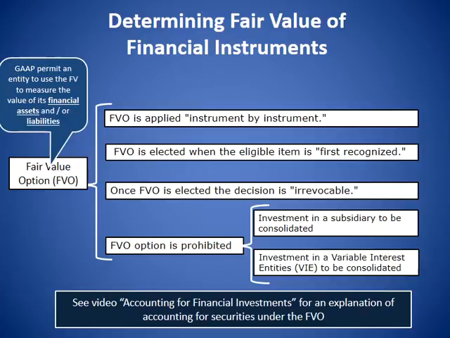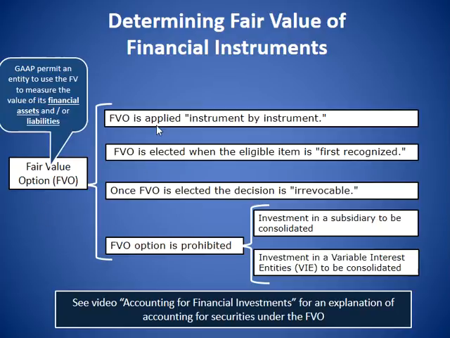Now, generally accepted accounting principles basically permits an entity to utilize fair value to measure the value of its financial assets and/or liabilities. And this is generally called the fair value option, or it's abbreviated many times as FVO. Now, there are some interesting things in terms of the background about the fair value option.